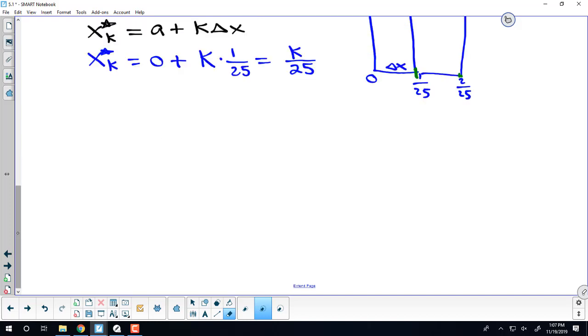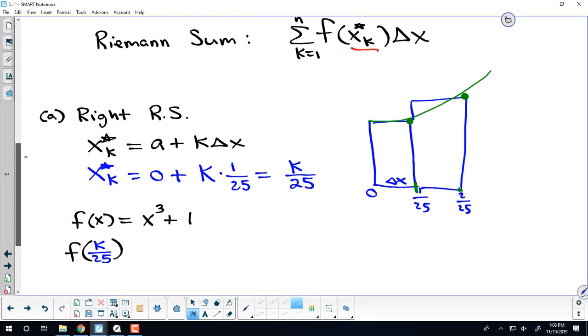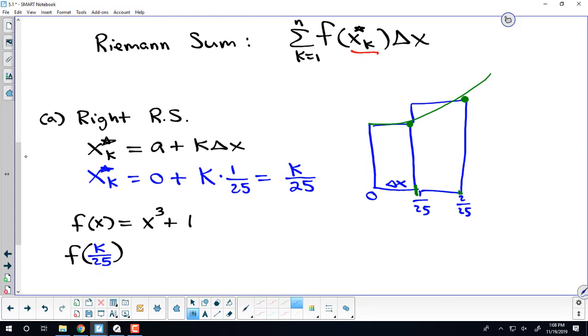So then we're going to take our k over 25 and say that since f of x is equal to x cubed plus 1, then f evaluated at our x star is really f evaluated at k over 25. Is everyone with me? It's really all we're doing is fitting in this definition of what the Riemann sum is. The only thing that changes are the x stars as we look at left, right, and midpoint Riemann sums.